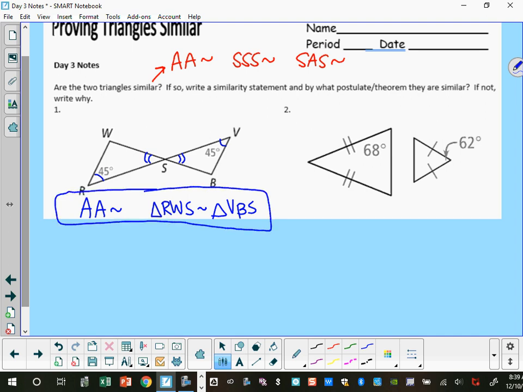That is your answer. You told us to name the postulate, which we did. It's similar by an angle-angle similarity. And then we had our angle or triangle congruency. Nate, stay with me, please.